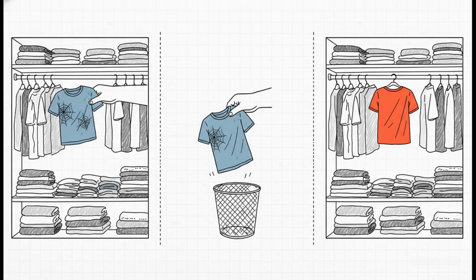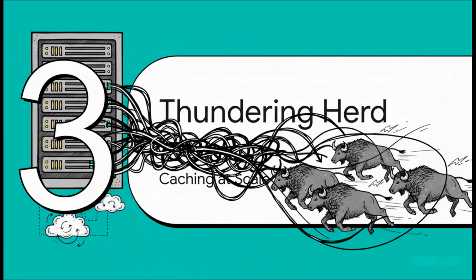You look for that one shirt that's been hiding in the back, the one you haven't worn in ages. You take that one out to make room for the new one. And that simple decision, right there, that is the least recently used algorithm in action. Now, that closet metaphor works perfectly for a single computer.